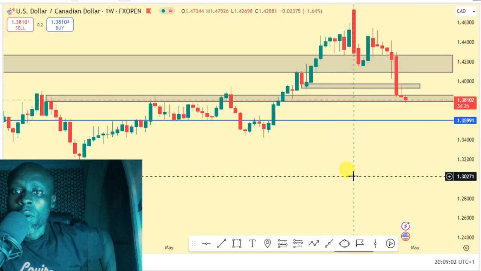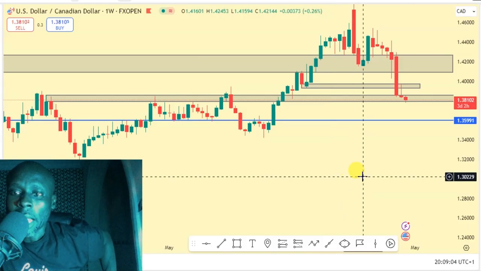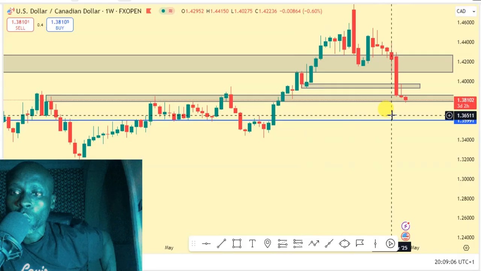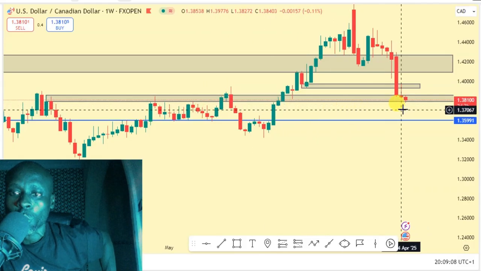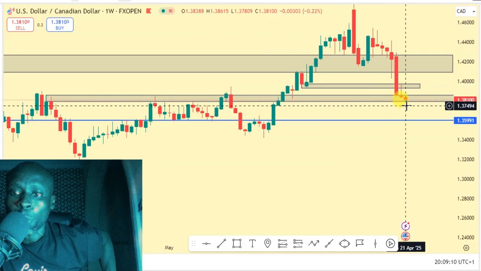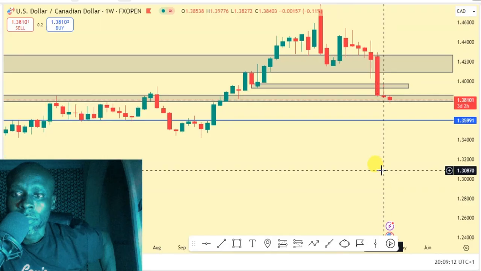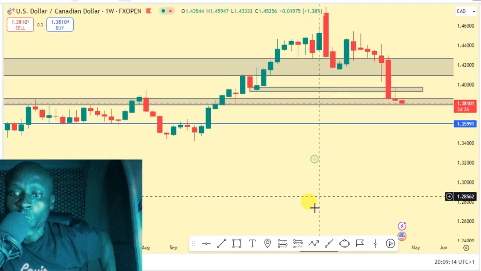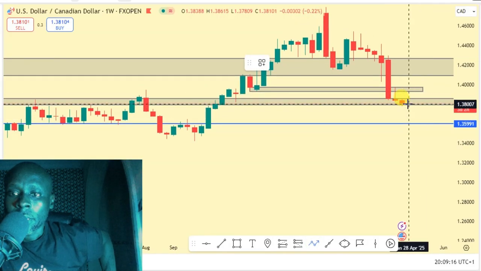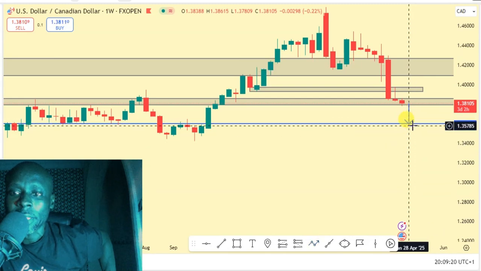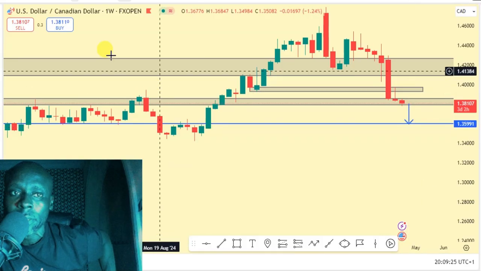USDCAD on my weekly chart closed on a resistance zone. So long as price closes on this resistance zone, we expect price to continue to push lower on the USDCAD. So we expect price to move to this next support level on the USDCAD before we can see a retracement. So let's look at the daily chart of the USDCAD.